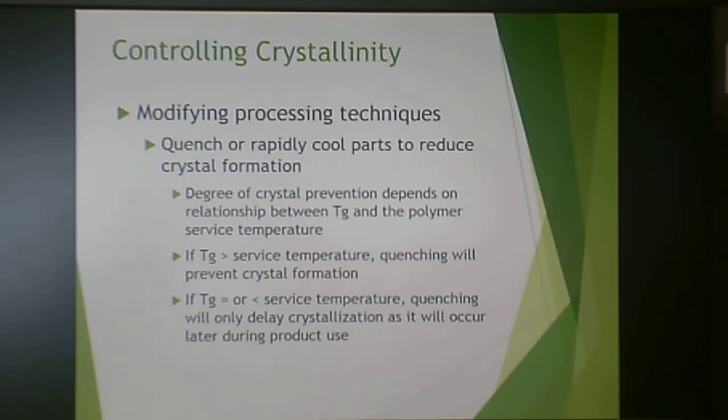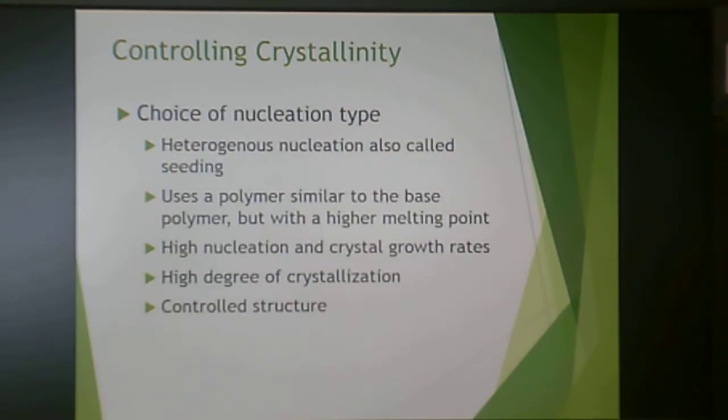It may happen while a product is in use, and that can change its properties. And if a product changes its properties while it's in use, it may no longer be appropriate for the use in which it is being used, so you can get product failure. So if your Tg is below the service temperature, you're not going to prevent crystallization. So what can you do then? You can't quench it, because you're going to get some crystallization anyway.